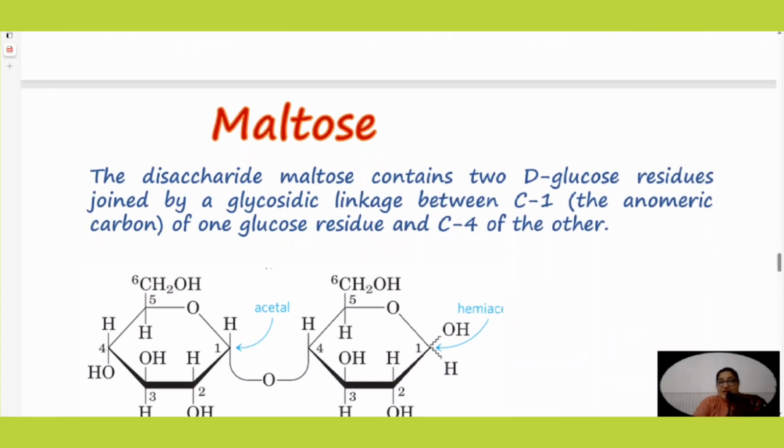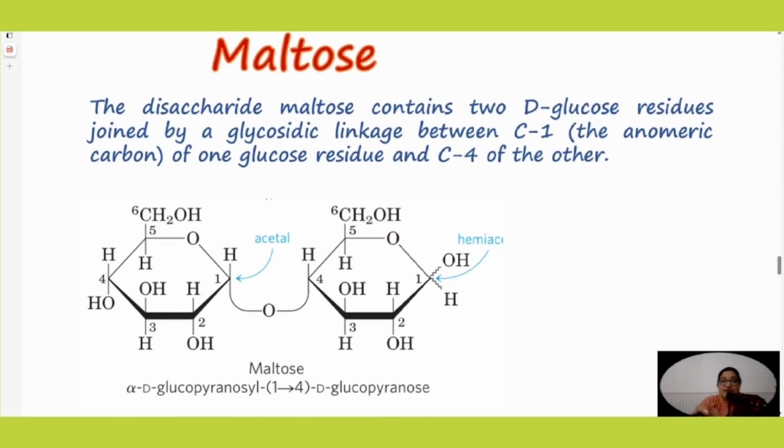So let us understand. We'll be starting with maltose, which is a disaccharide, and it contains two D-glucose residues, joined together by a glycosidic linkage. Here you can see this glycosidic linkage. This is alpha. Why is this alpha? Because the first glucose molecule involved is in alpha configuration. So this kind of bonding is an alpha 1,4 linkage.